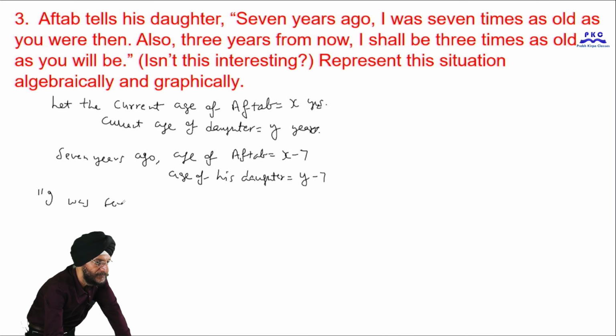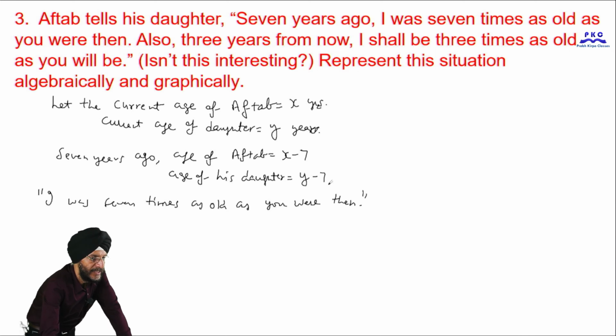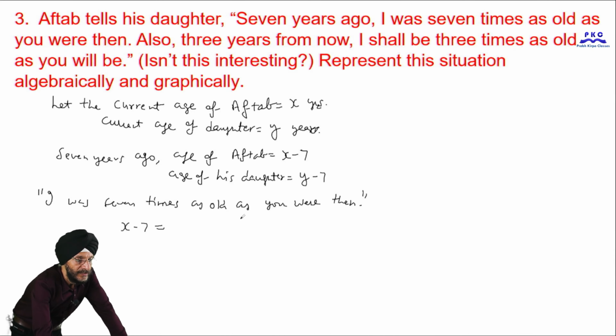I was 7 times as old as you were then. It means that 7 years ago, I was 7 times, that is x minus 7 is equal to 7 times as old as you were then.